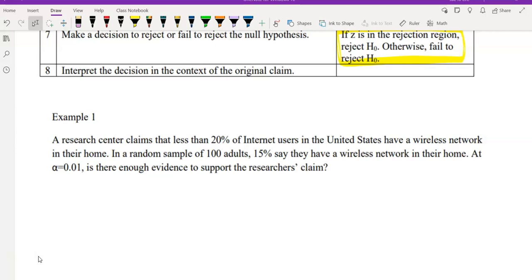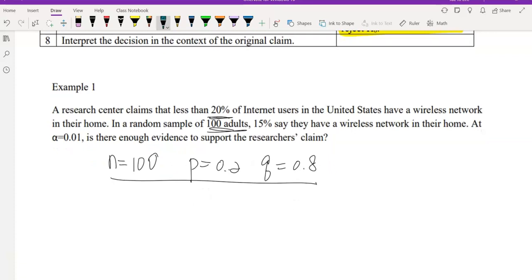What was the first step we have to check? Yes, we need to find out whether n times p is bigger than or equal to 5, and also n times q is bigger than or equal to 5. So let's check. n equals 100 right here, and p equals 0.2 from right here, then q equals 0.8. Makes sense, right?